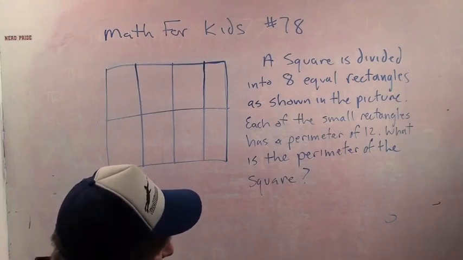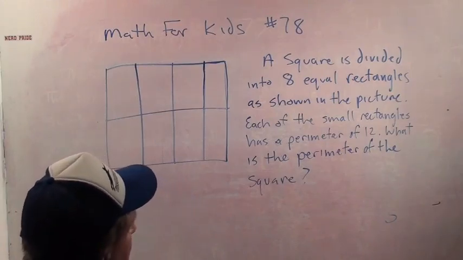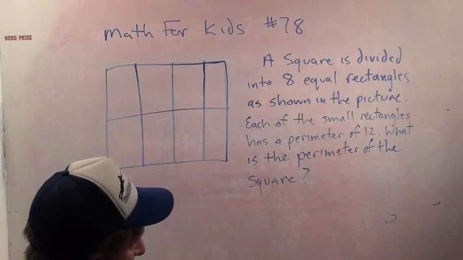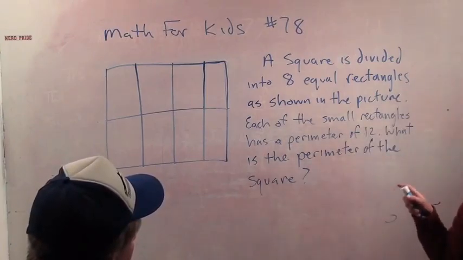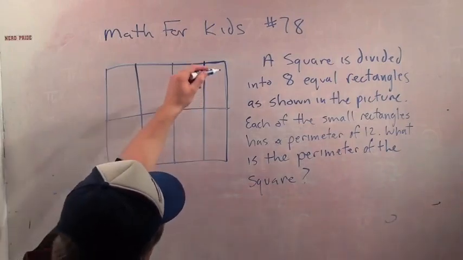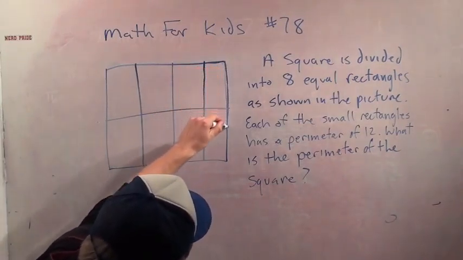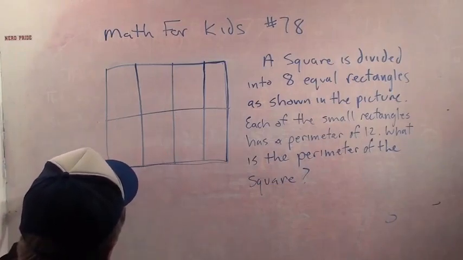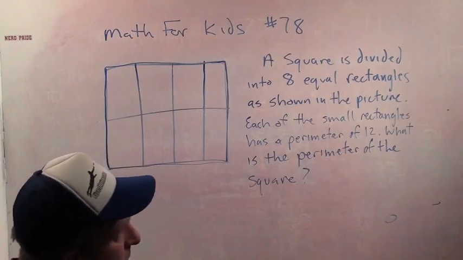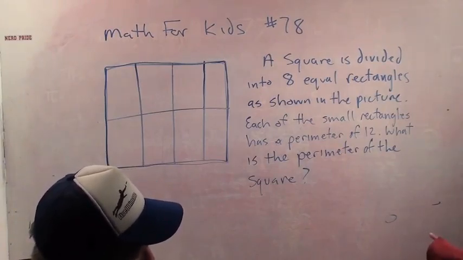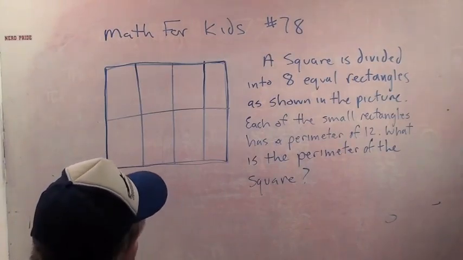So what are we trying to solve for? We're trying to solve for the perimeter of the big square, all the way around. All we have to do is figure out one side, because squares have all the same sides. That's true.